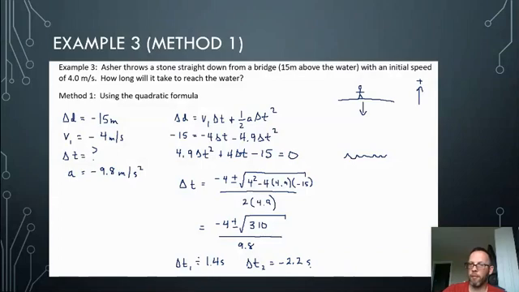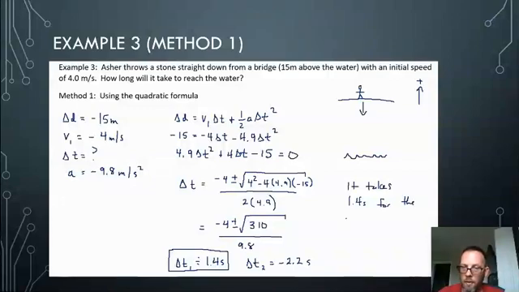All right, so which makes sense for a time? Well, this first one, the time interval that gives us a positive value makes sense, 1.4. So make a final statement: it takes 1.4 seconds for the stone to hit. So it wasn't too bad.